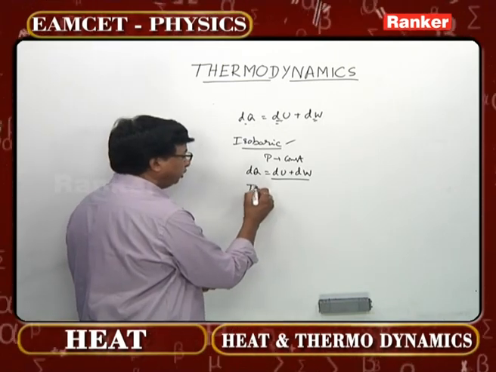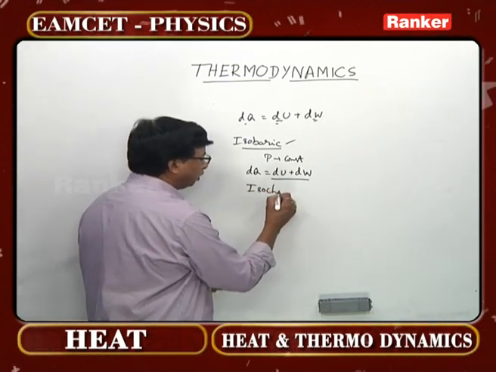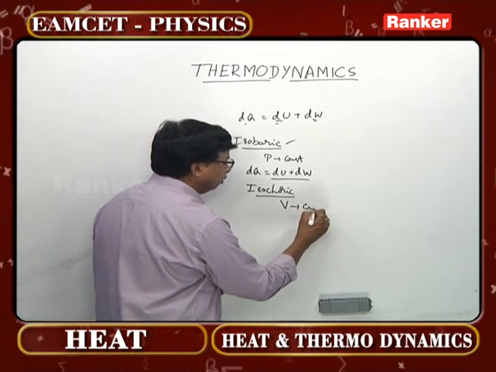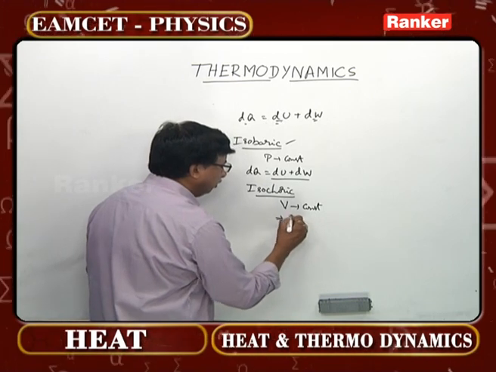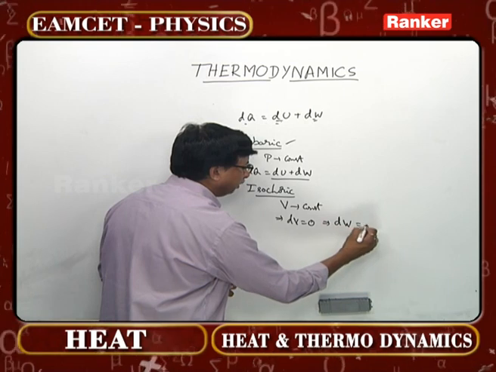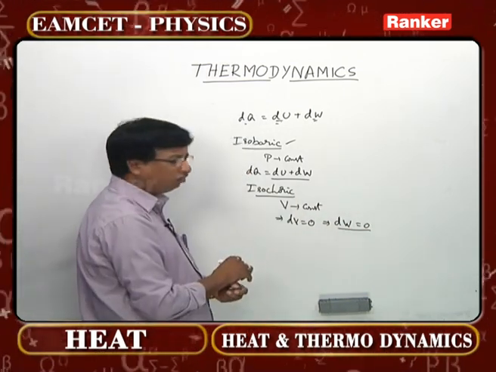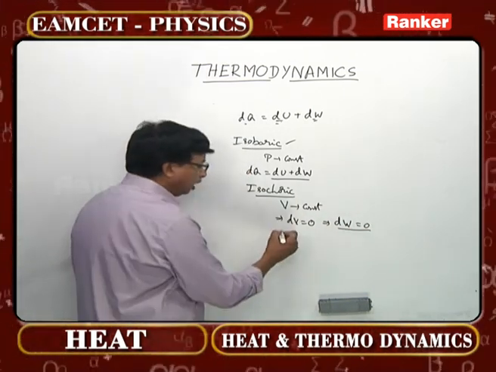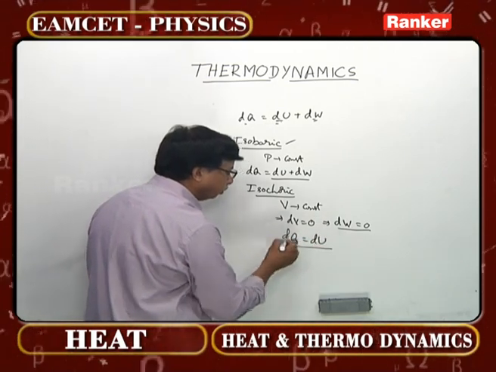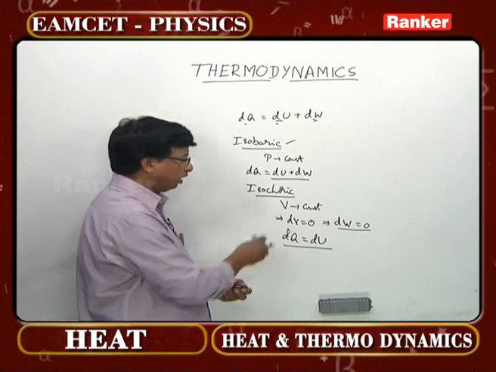Come down to the last one here, the isochoric process. In this, volume remains constant. Volume remains constant means dV becomes 0. In other words, work done will be 0. No work will be done in this particular isochoric process. Then how to write this equation? dQ is equal to dU is the first law of thermodynamics for an isochoric process.